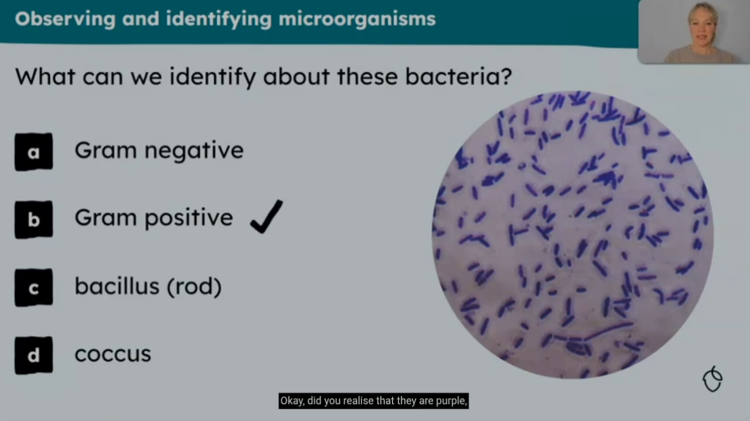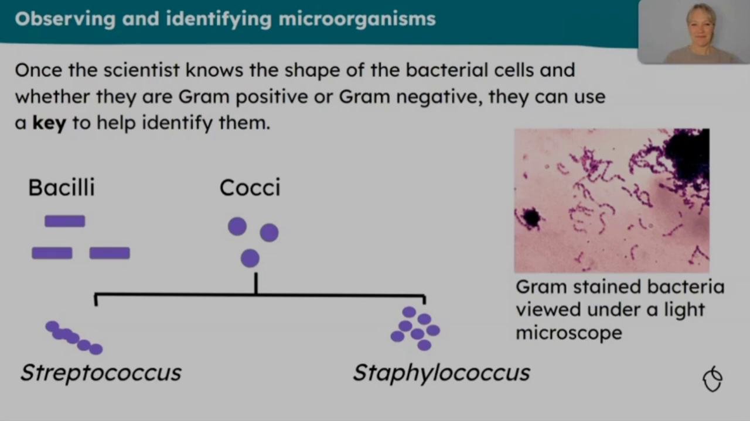Okay, did you realise that they are purple, therefore they are gram positive, and they are a rod shape, so therefore they are the bacillus, so B and C. Excellent, well done. So once the scientist knows the shape of the bacterial cells and whether they are gram positive or gram negative, they can use a key to help to identify them.